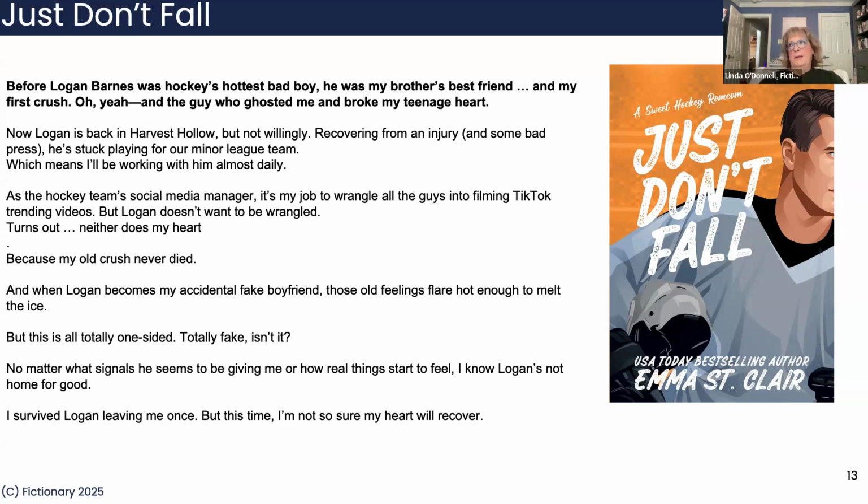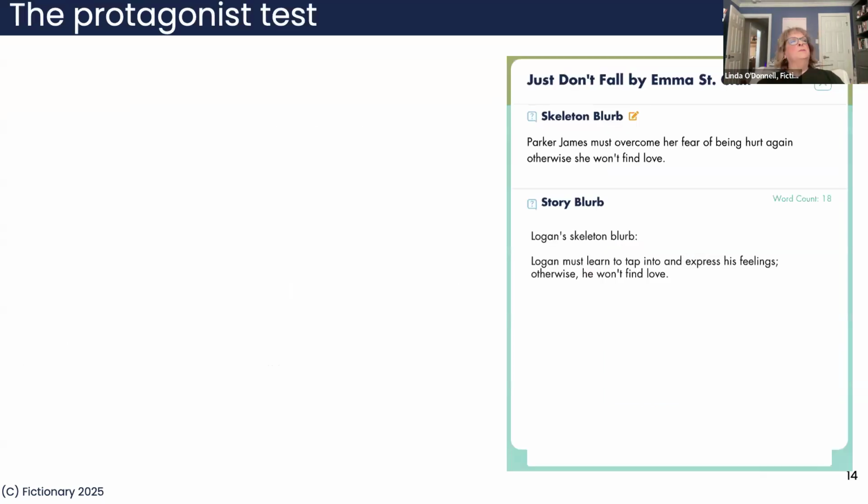Now, there's a clue here, and I don't know if anybody's going to pick up on this clue, but do you see who's speaking in this blurb? It is just Parker speaking. So there's only one person's point of view in this, which I think is kind of a clue.